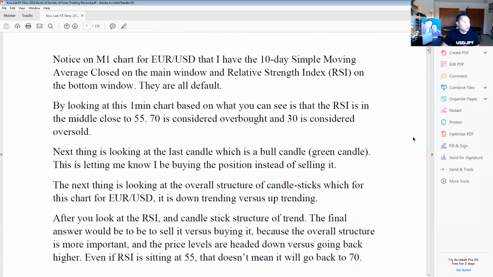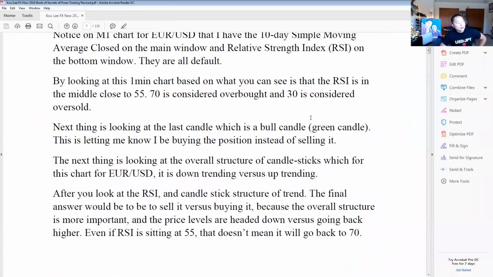Let's see here. I noticed that on the 1 minute chart for Euro, I have a 10-day moving average. I look at the 1 minute. Based on what you see, the RSI is in the middle, close to 55, 70 is considered overbought, and 30 is considered oversold. Next thing is looking at the last candle, which is a bull candle, a green candle. This is letting me know that I'd be buying a position instead of selling. Now, this is if I was scalping.